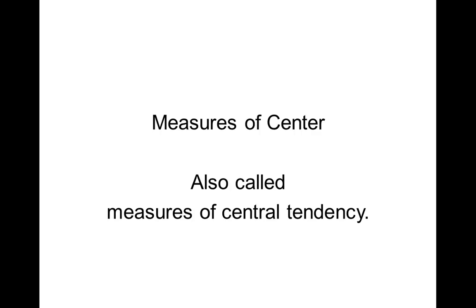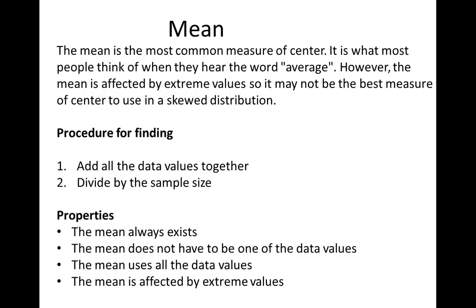Measures of center are some of the most important descriptive statistics. Measures of center are numbers that describe the center or most typical value of a data set. Mean, median, and mode are three common measures of center.